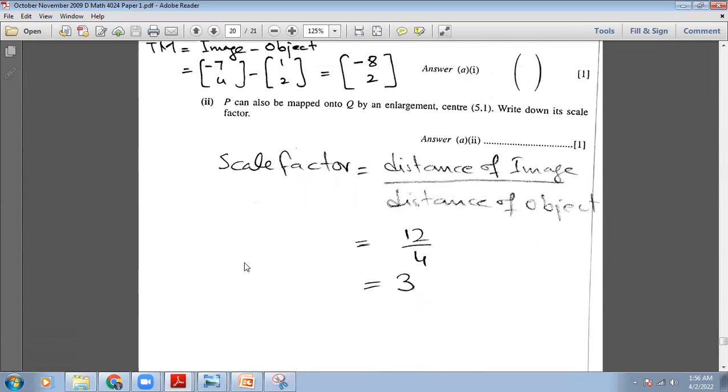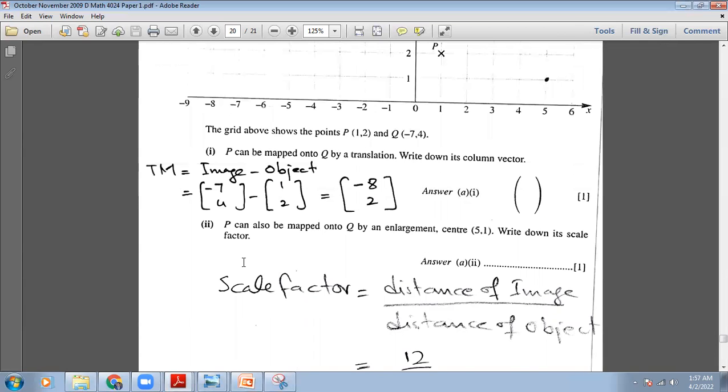I have done this already. The scale factor will be the distance of the image from the center of enlargement divided by the distance of the object. So it will be 12 divided by 4, and that will be 3. So the scale factor is 3.